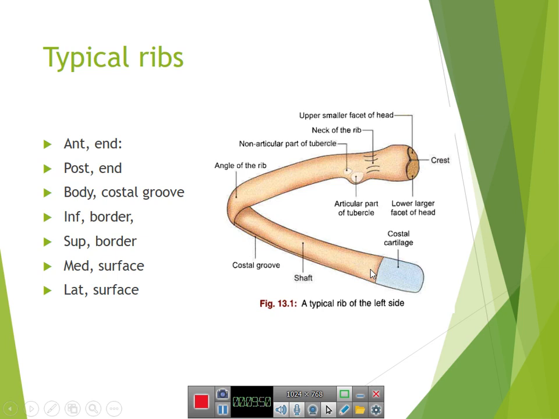Posterior sternal end is oval and concave for articulation with its costal cartilage. The posterior end or vertebral end is made up of the following parts. Number 1, the head. Here is the head of a typical rib.